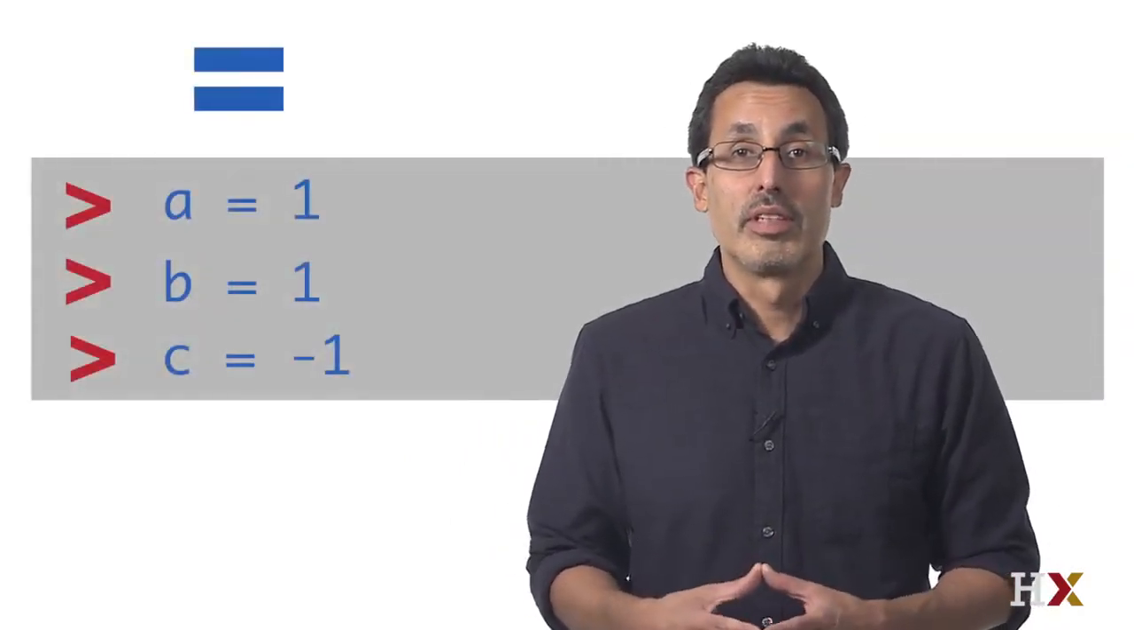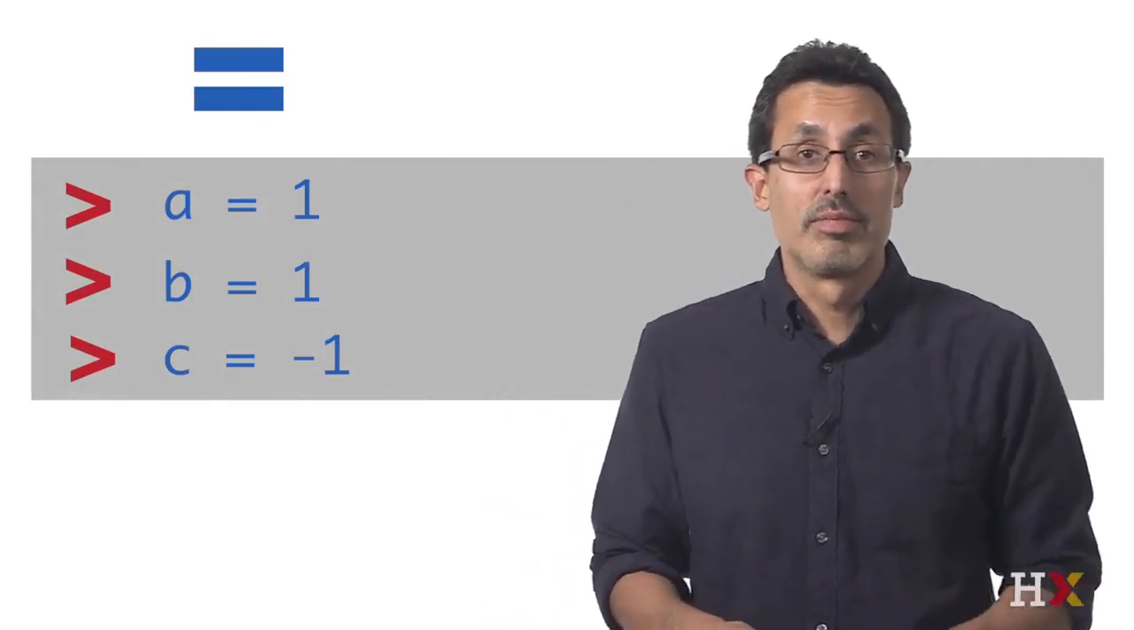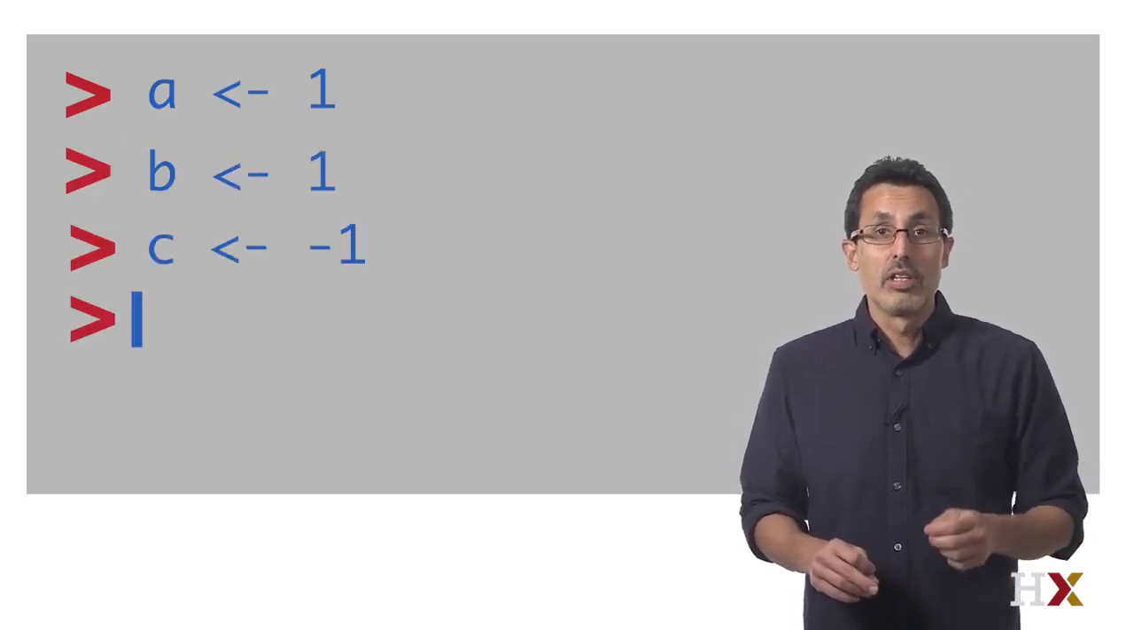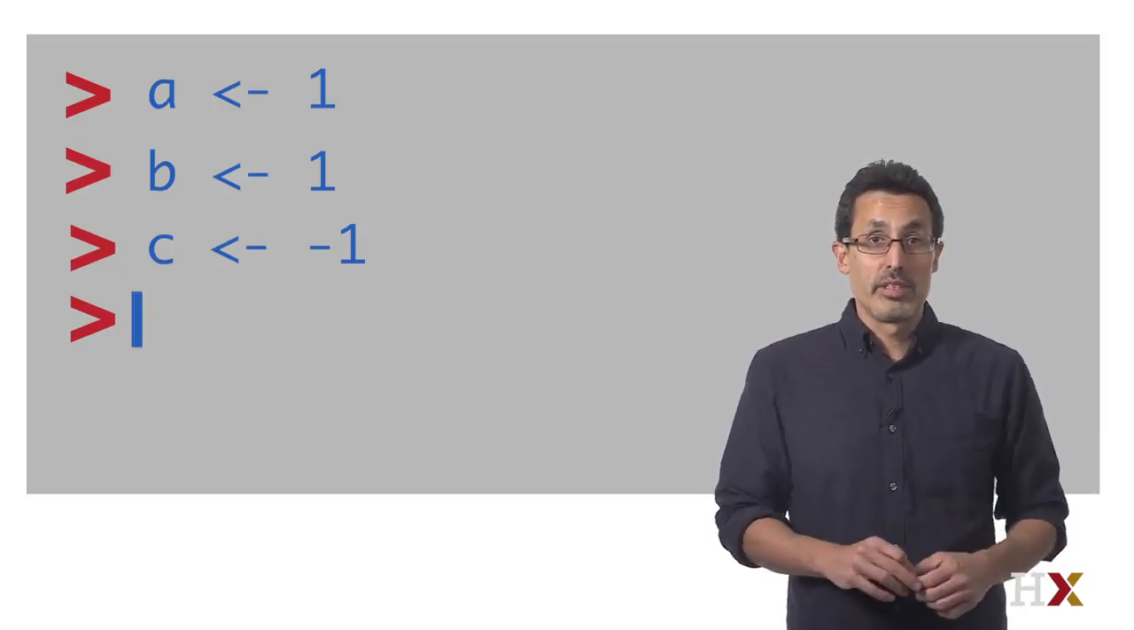Note that we can also use the equal sign for assignment, but we recommend against it because using it can cause confusion. Try this out in your console. Try to define A, B, and C in your console. Note that R does not print anything out when you make these assignments. This is good. Had you made a mistake, you would have received an error message.